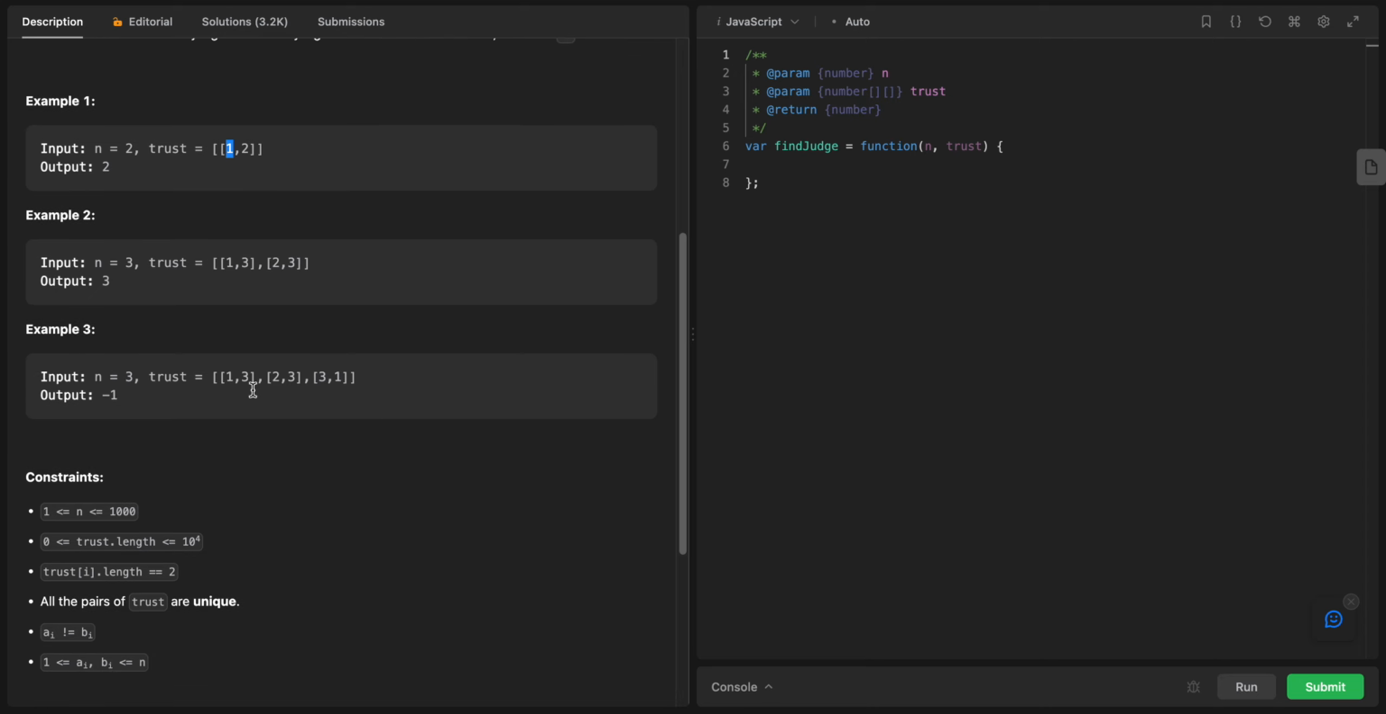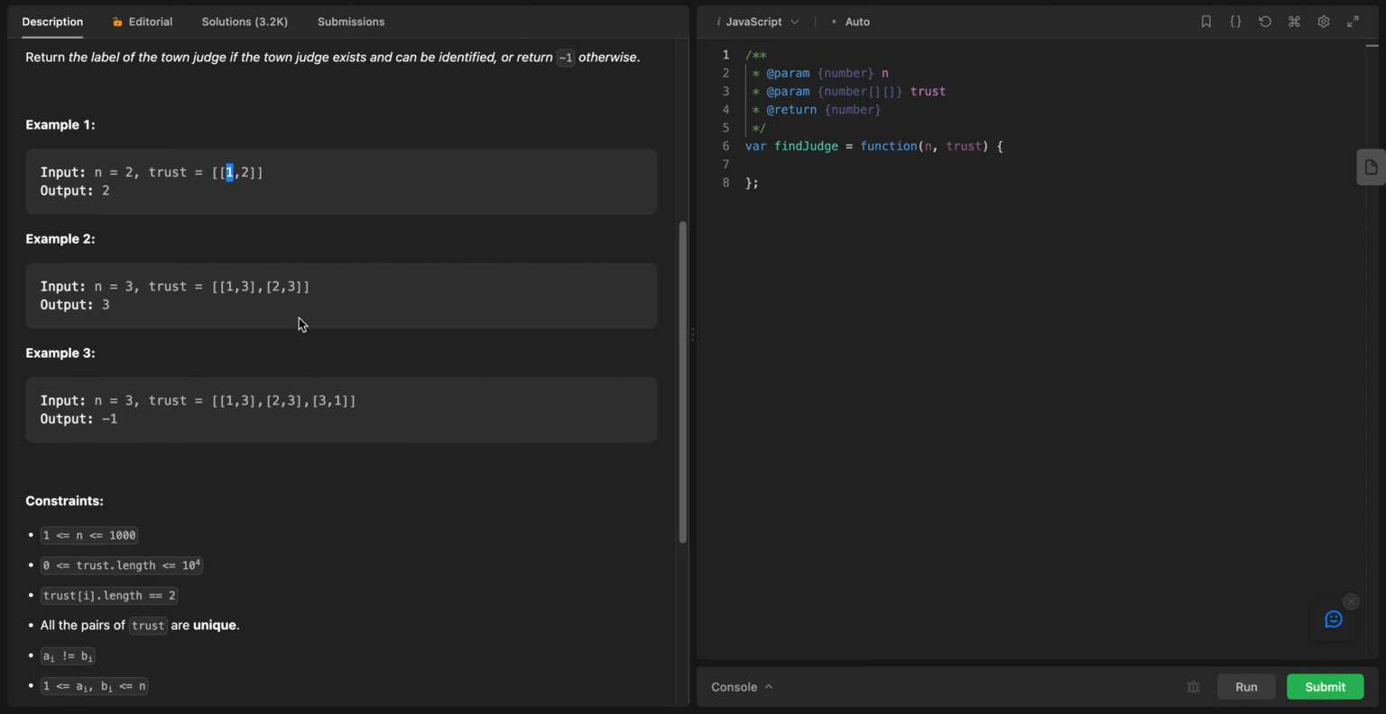And in the next example, we have one trusts three, two trusts three, and three trusts one. So the problem right now is that everybody trusts three, but three trusts one. Three satisfies only one condition, that everyone trusts him, but he trusts one, so he is not the judge. So the answer is -1.